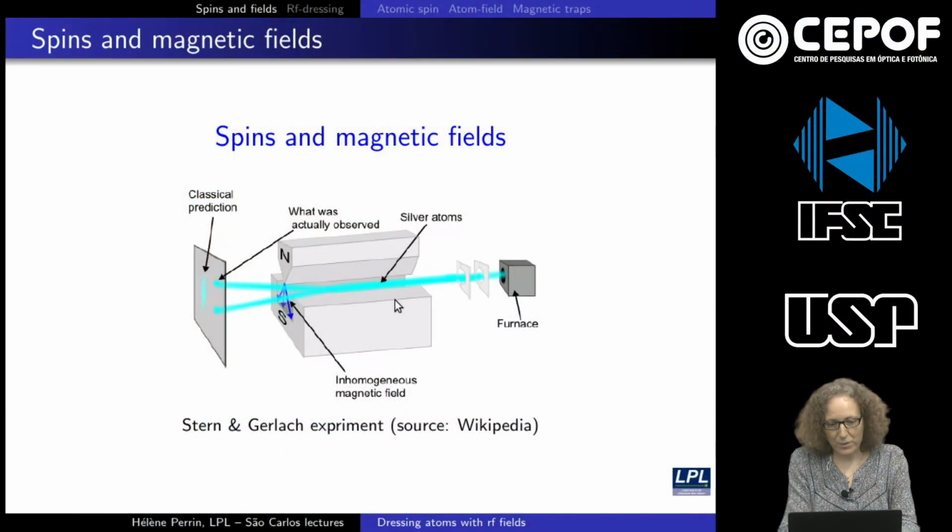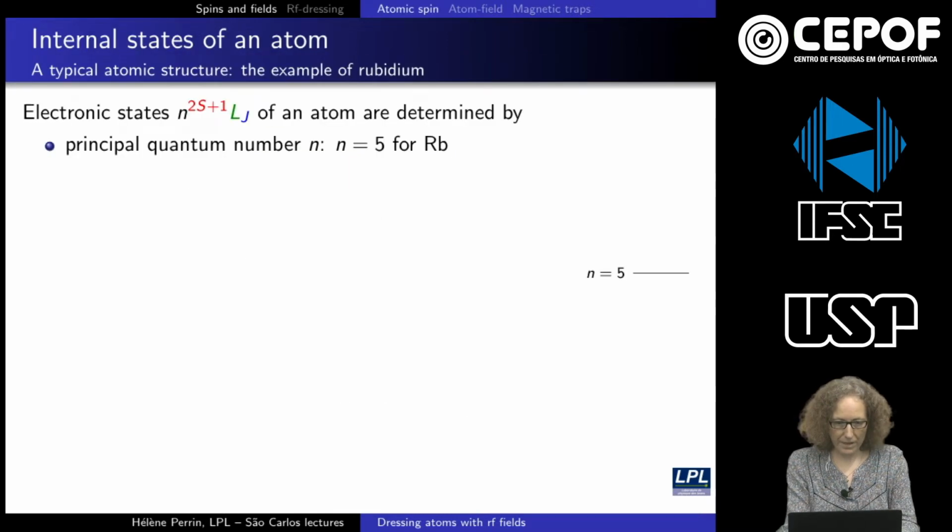So this picture represents the Stern-Gerlach experiment, where when you send neutrons in a gradient of magnetic field, two different neutron states are split because of the effect of the magnetic field on the spin that acts as a shift of the energy or as a force. So before we apply a magnetic field, let's recall a little bit the internal structure of atoms.